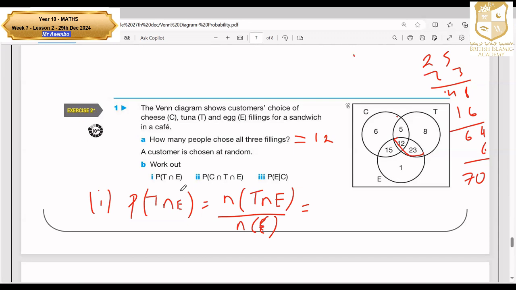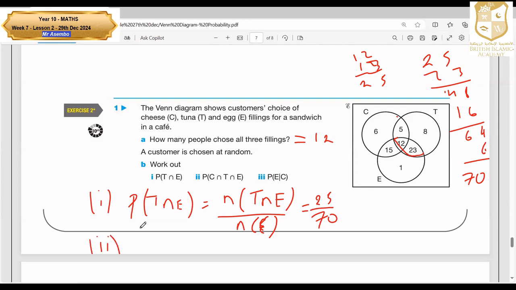So that one is going to be equal to 12 plus 23. That's the intersection of the two of them, between tuna and eggs. That'll be a total of 25. So this becomes 25 out of the total, which is 70. Now that fraction has to be simplified. Now next one, Roman 2.